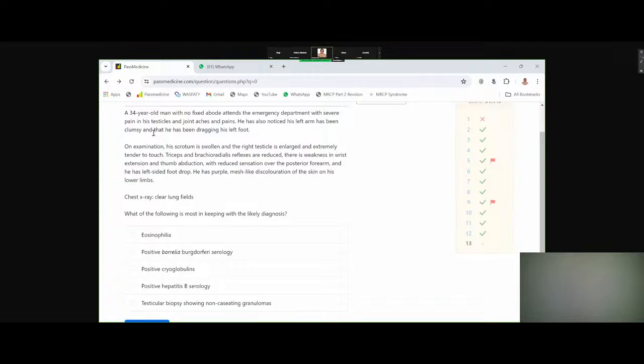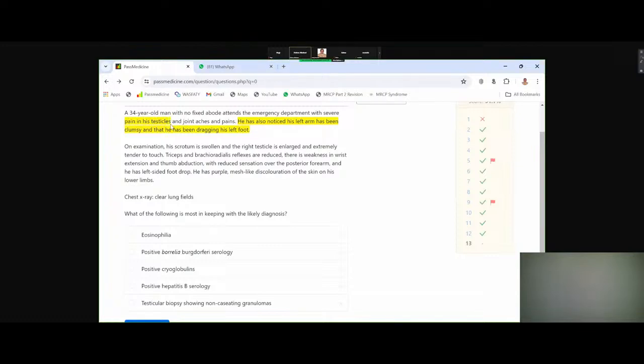Okay, a 34-year-old man with no fixed abode attends the emergency department with severe pain in his testicles and joint aches and pains. He has also noticed his left arm has been clumsy and that he has been dragging his left foot. What is that? Mononeuritis multiplex, yeah, mononeuritis multiplex. This is PAN. And testicular pain is very specific for PAN.